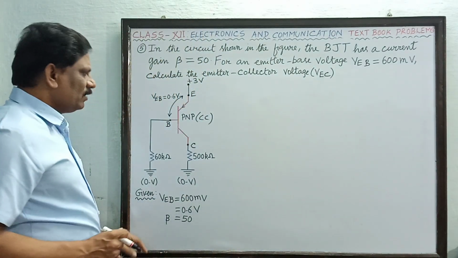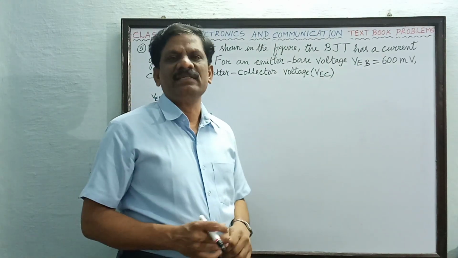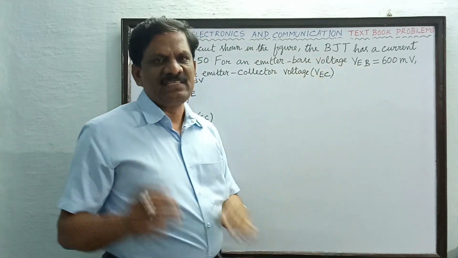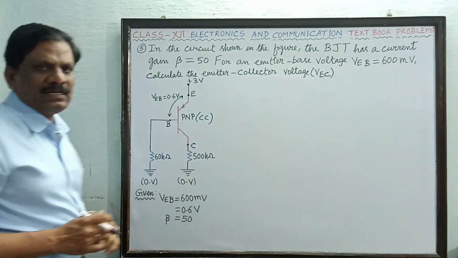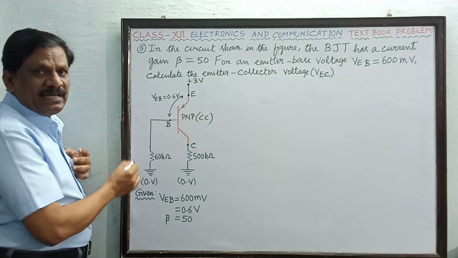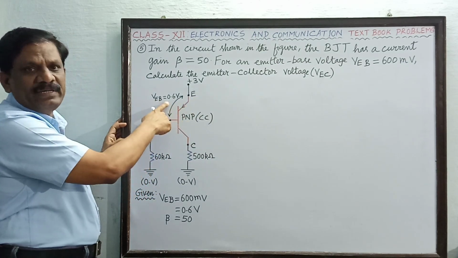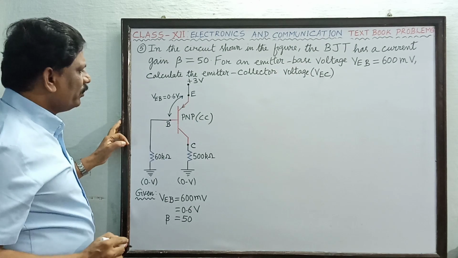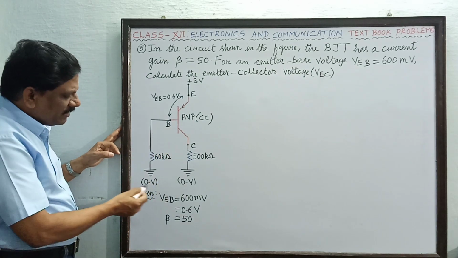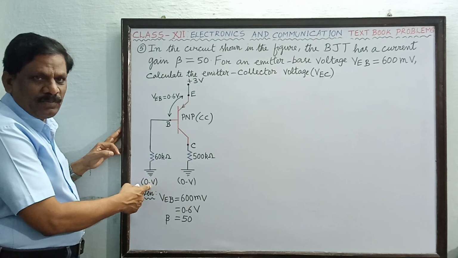Okay children, what do you mean by VEB? It is the potential difference between the emitter and the base, the emitter base junction, the input PN junction, understand? So this is the emitter, this is the base. In between this emitter and base, the potential difference is VEB. Now you can see that the base is grounded. Grounded means 0 volt. This resistance is connected to ground, 0 potential.